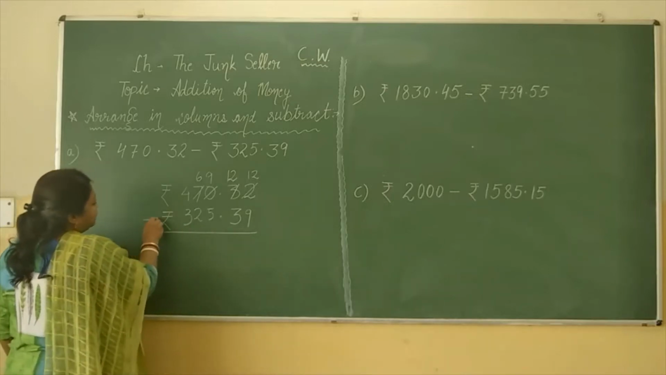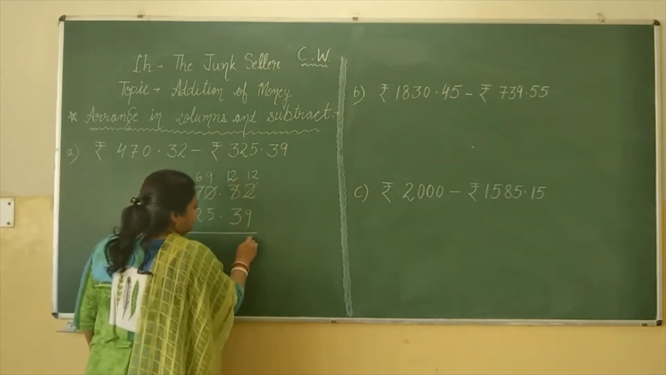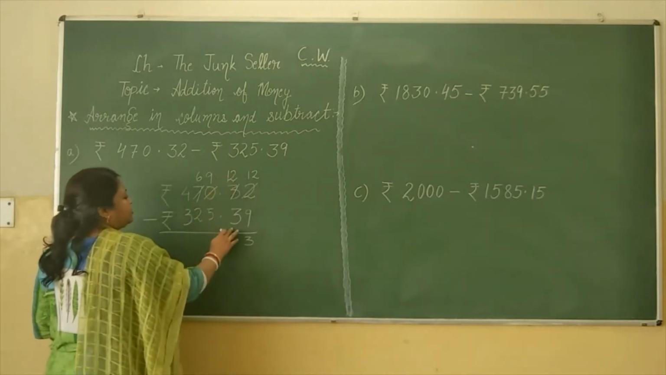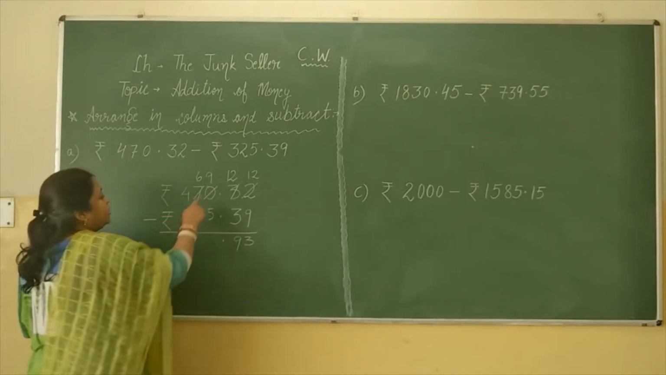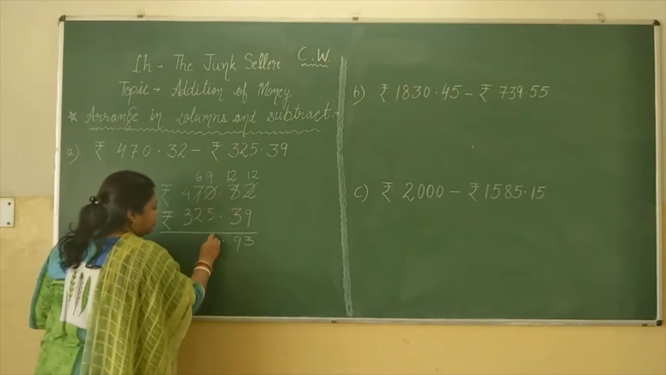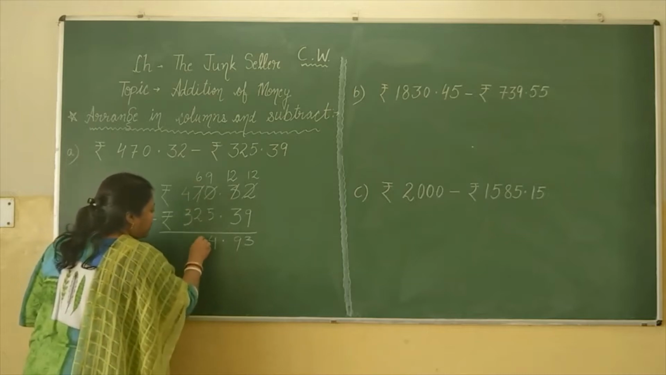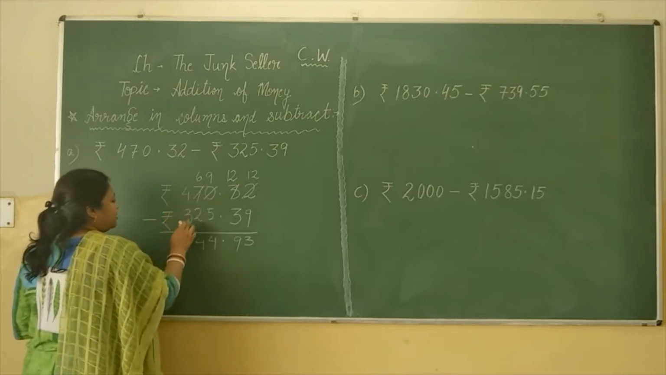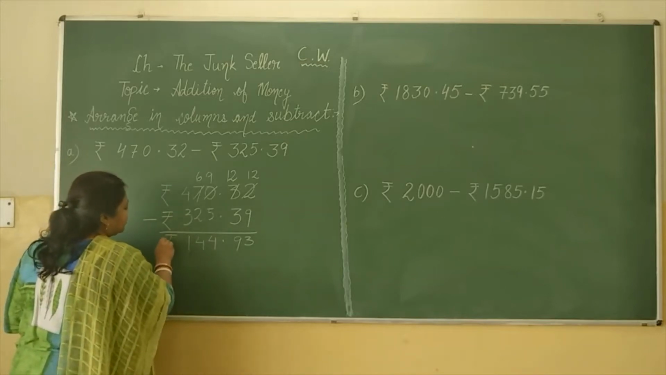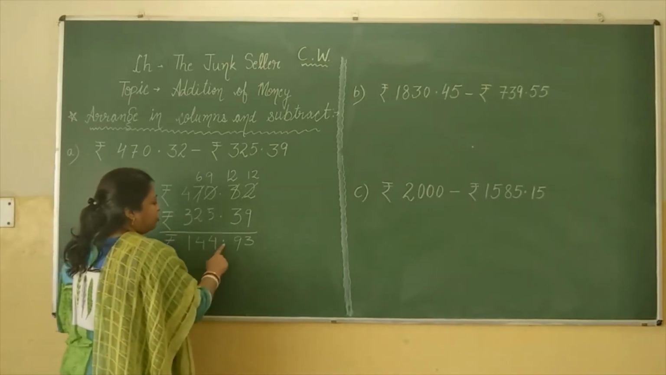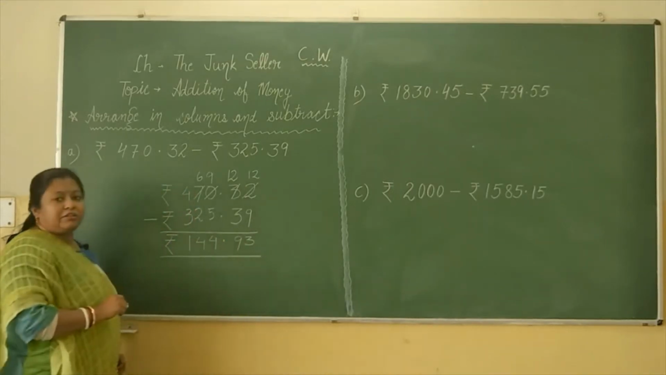So let's start the subtraction now. 12 minus 9 is 3. Again 12 minus 3 is 9. Point comes here. 9 minus 5 is 4. 6 minus 2 is 4 again. And 4 minus 3 is 1. So dear children, that's our answer: 144.93 rupees.